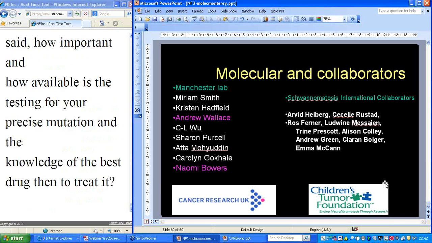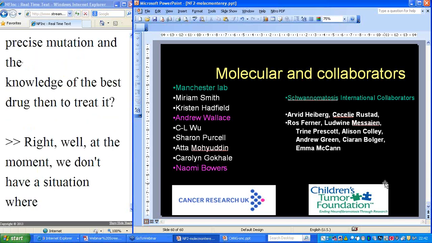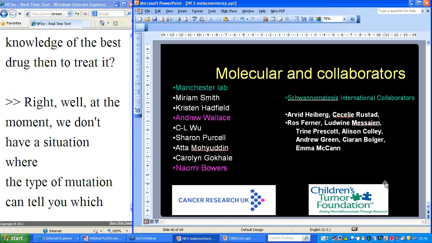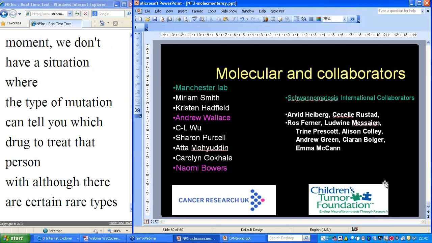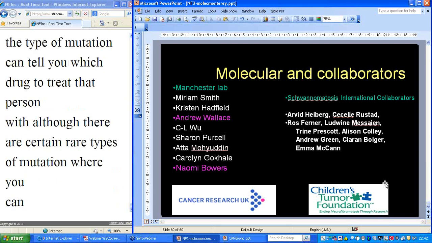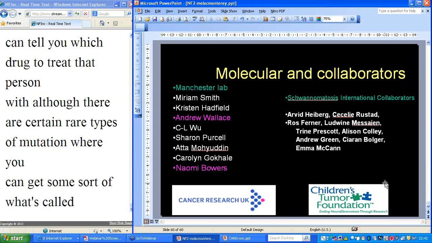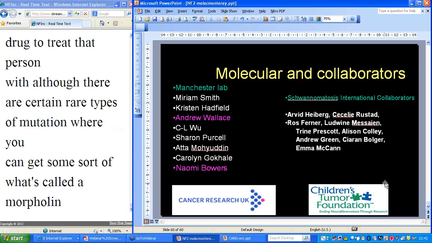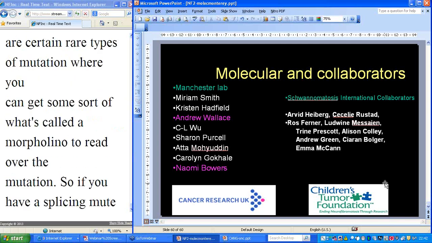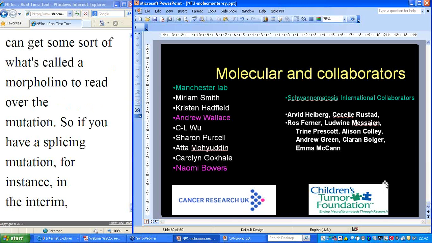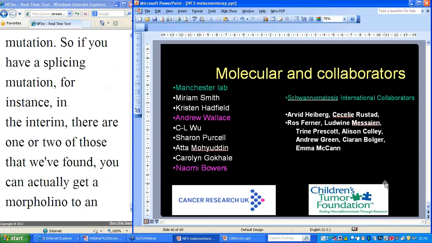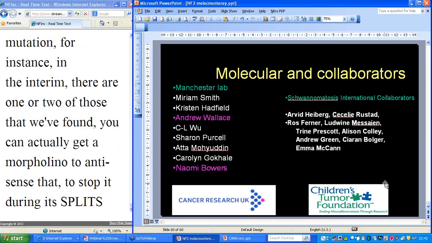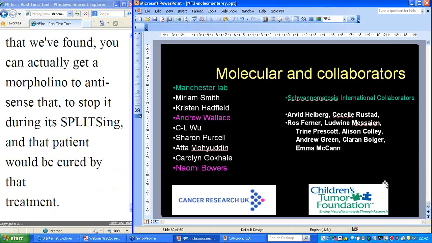Right. Well, at the moment, we don't have a situation where the type of mutation can tell you which drug to treat that person with, although there are certain rare types of mutation where you can use what's called a morpholino to read over the mutation. So if you have a cryptic splicing mutation, for instance, in the intron, and there are 1 or 2 of these that we've found, you can get a morpholino to antisense that, to stop it doing its splicing, and that patient would be cured by that treatment. But it's very individualized, very tailored. You've got to design the morpholino for that individual.